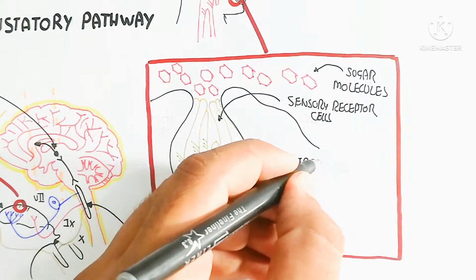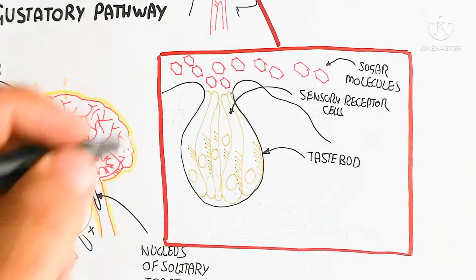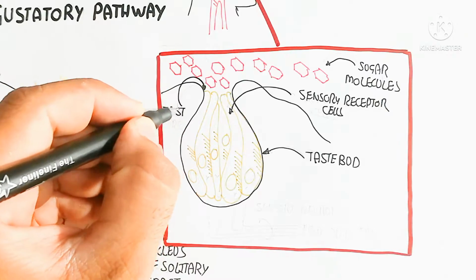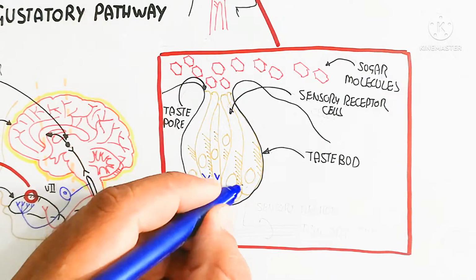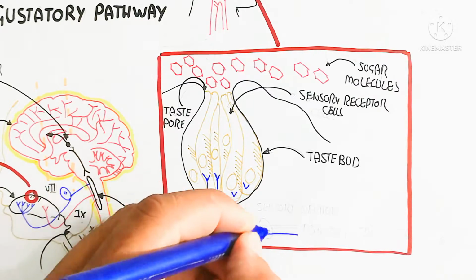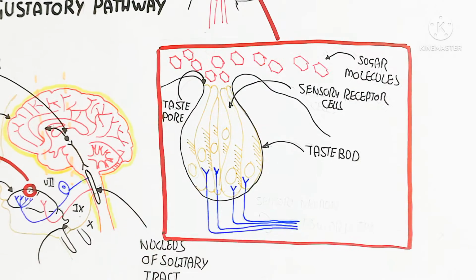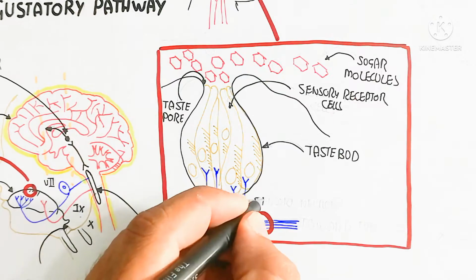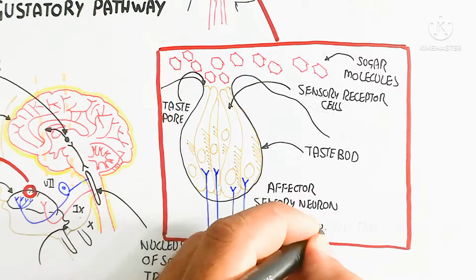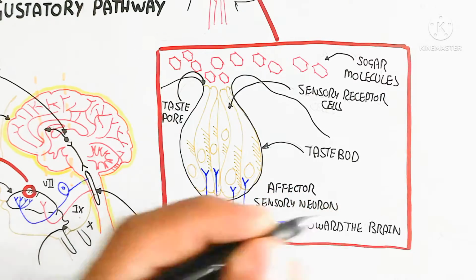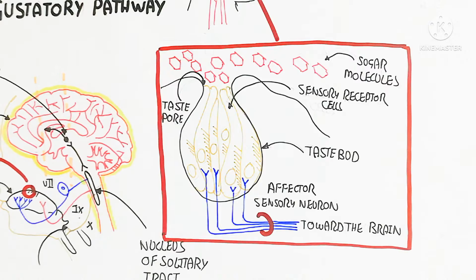After the binding, depolarization will occur in the cell. Here is the sensory receptor cell, this is the taste bud, and this is the taste pore. After the detection, the sensory neuron carries the signal toward the brain, transmitting it from the thalamus to the gustatory cortex in the insula.